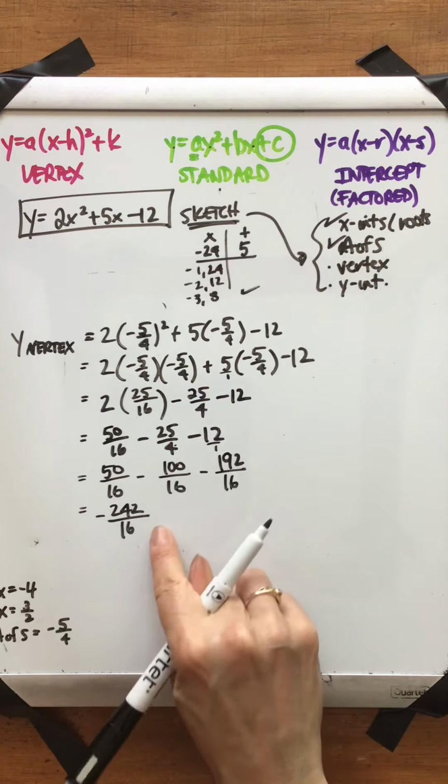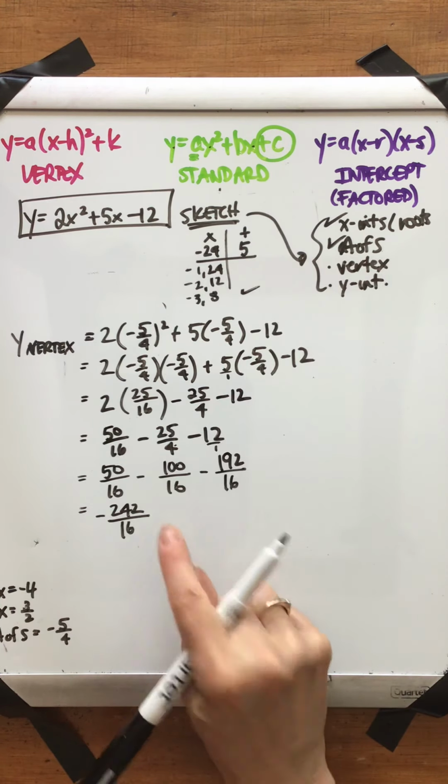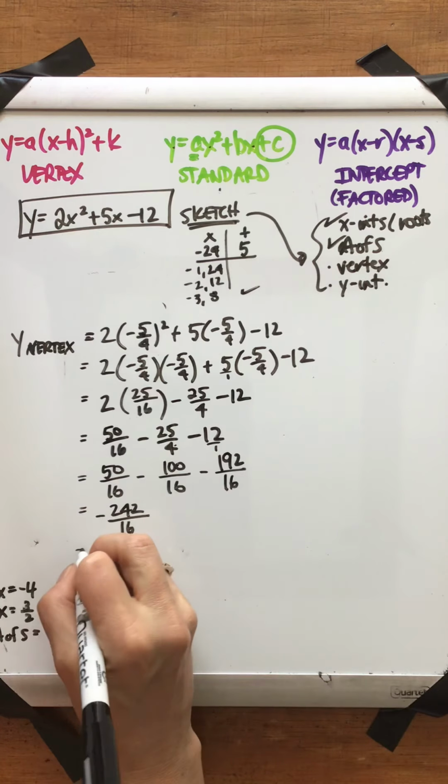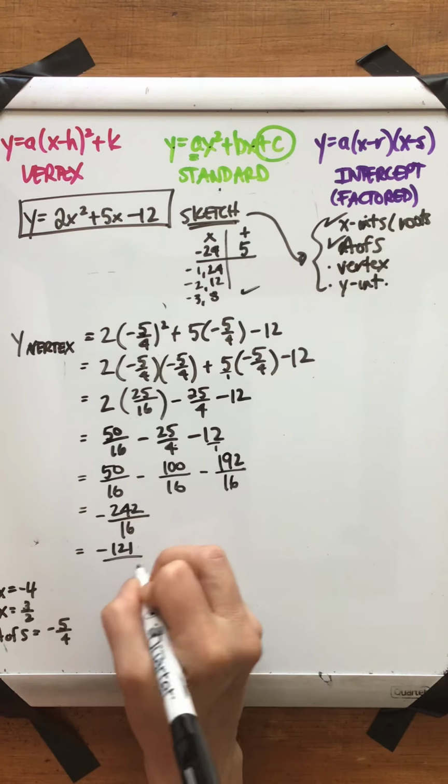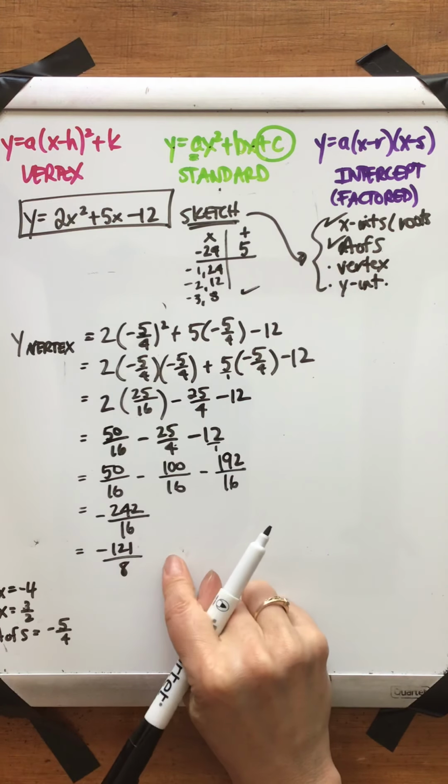I'd like to reduce this down because I'm going to be graphing it. I notice that they're both divisible by 2. Let's see what happens if we cut them in half. We end up with 121 over 8. 121 is a prime number, so we're done.